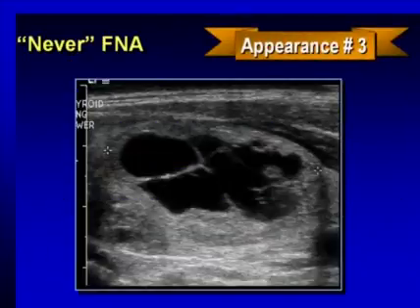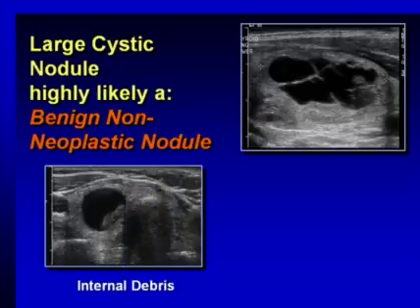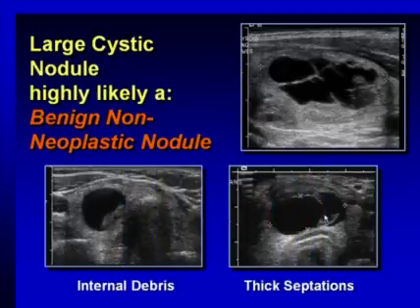Another type of nodule that rarely comes to fine needle aspiration in our practice is the larger cystic nodule, even if it contains more prominent internal septations or debris within it. This is going to highly likely represent a benign non-neoplastic nodule, even if it contains large amounts of internal debris or thick internal septations.